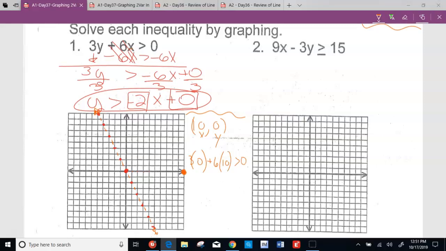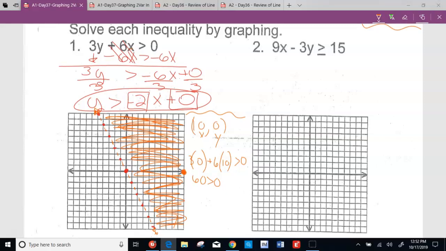Yeah. So what's 3 times 0? 0. What's 6 times 10? 60. And is 60 greater than 0? No. Wait, yes. Yes, it is. 60 is greater than 0. That means not only is this dot on the right-hand side an answer, every coordinate on this side of the line would also make that statement true. So you shade in this entire zone, because that proves that 60 is greater than 0. Yes, any coordinate you put in here will always give you an answer that is greater than 0.